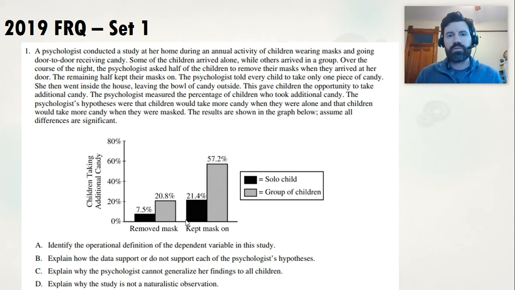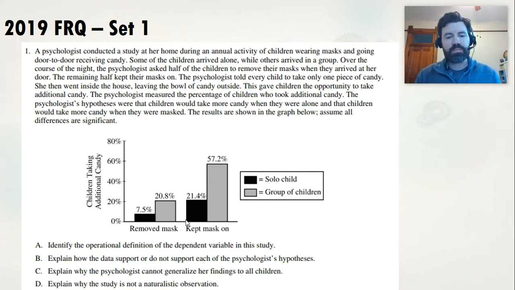Instead, these are just the children that came to her door in her neighborhood, and maybe she lives in a part of the country where the children are very dishonest and very likely to steal more candy and things, and so she's unable to generalize because her sample is not random.